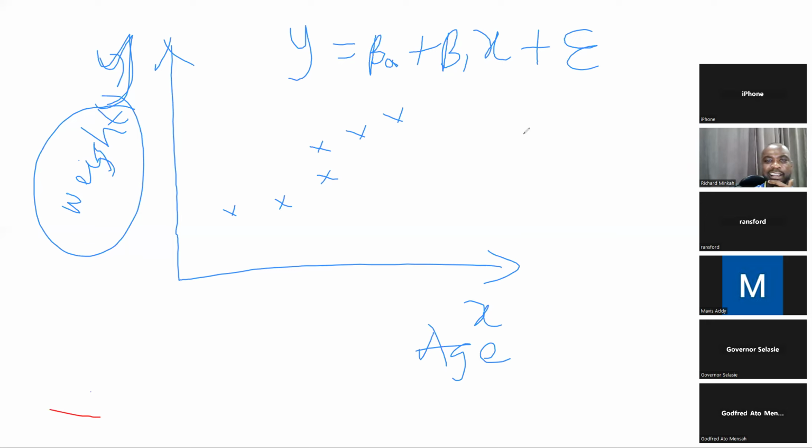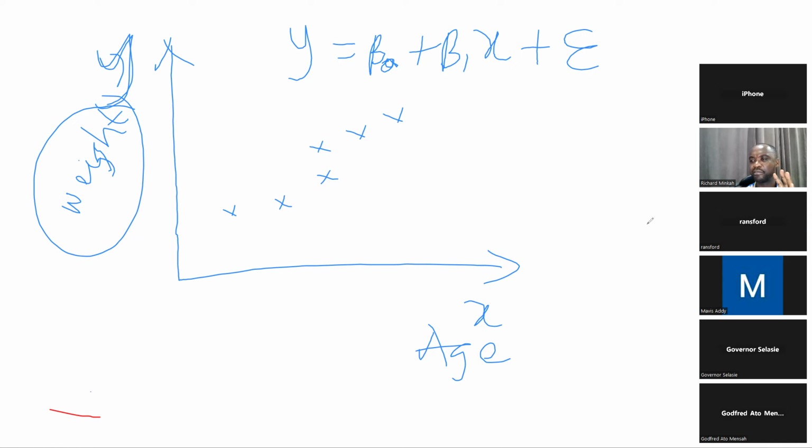Now, we are saying that beta naught, these ones, they are not different from what you know from your SHS.